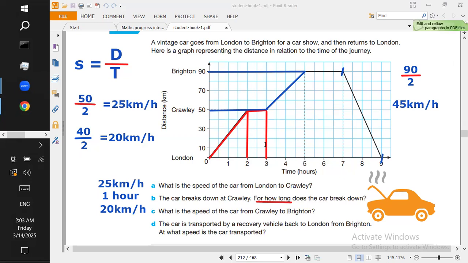Now, in this video, we talked about distance time graphs. In the next video, we're going to talk about speed time graphs.